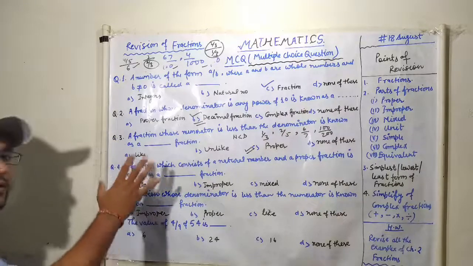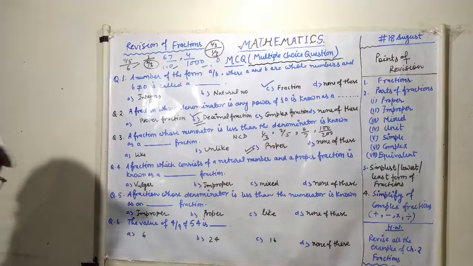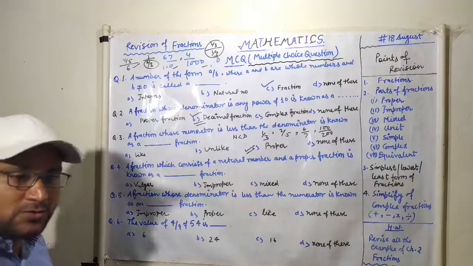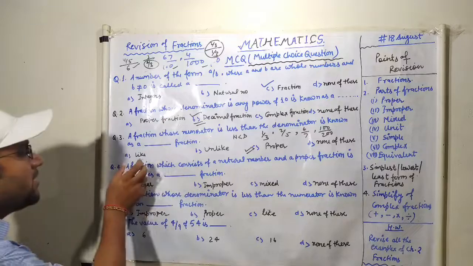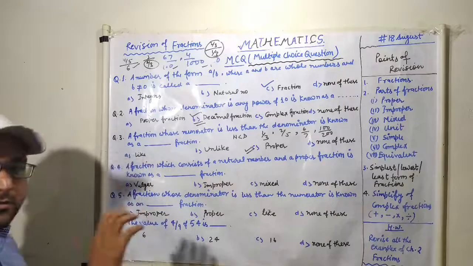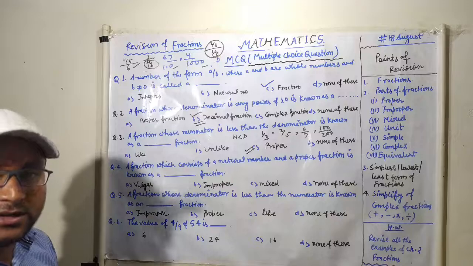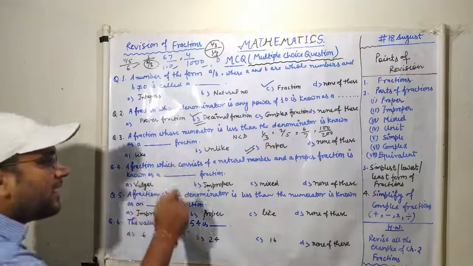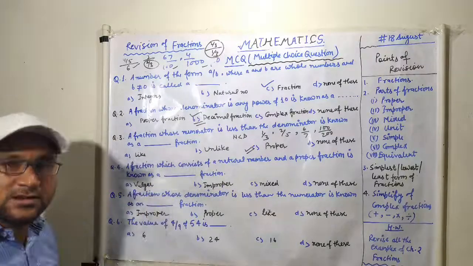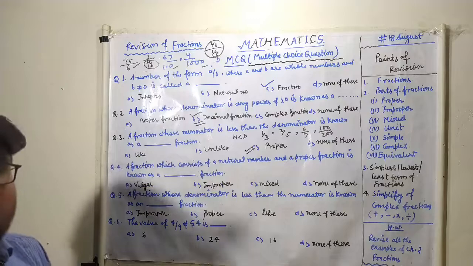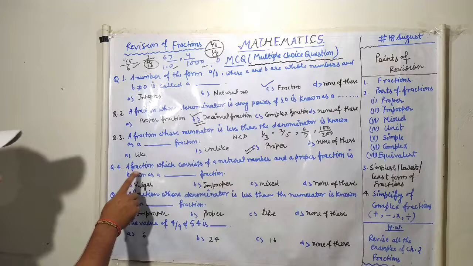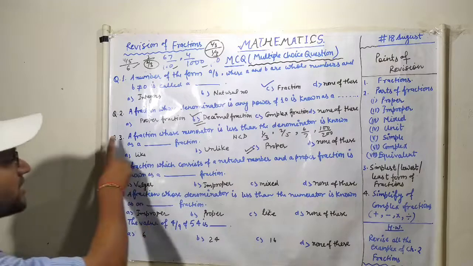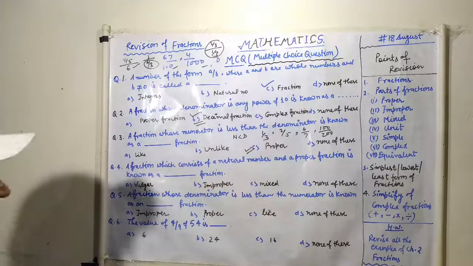Like fractions: two or more fractions are said to be like if they have the same denominator. And unlike fractions: two or more fractions are said to be unlike if they have different denominators. Okay, now question number 4. So question number 3, option C is correct.